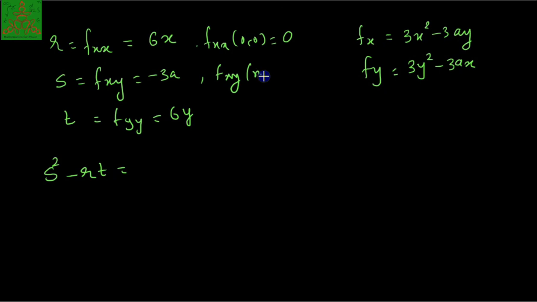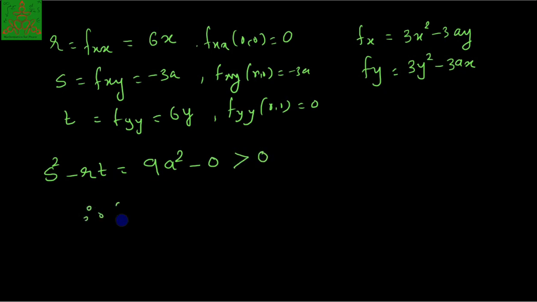fxy at point (0, 0) will be minus 3a, and fyy at (0, 0) will be 0. So that's why s squared is 9a squared minus 0, which is positive. Therefore we can say that (0, 0) is a node. So that completes the proof, or solution, for this example.